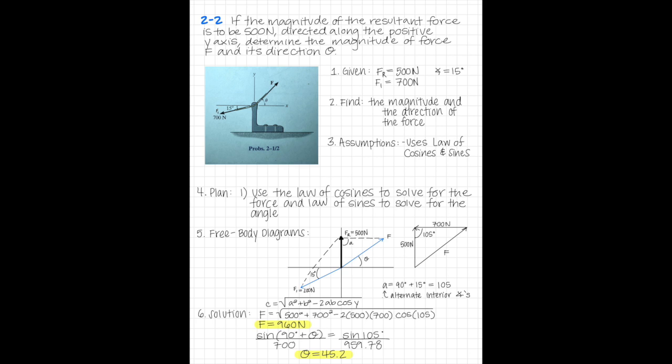And now we're going to determine what theta is using the law of sines. So sine of 90 plus theta over 700 equals sine of 105 over 959.78, which is the force not rounded to give us a more precise answer, and that would be theta equals 45.2 degrees. And to make our solutions more prominent, we will highlight the answers.